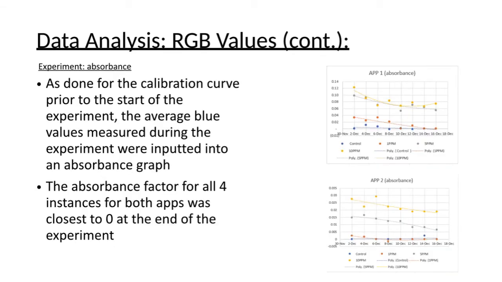And now we will talk about how we use this data to create a calibration curve during the experiment itself. As done for the calibration curve prior to the start of the experiment, the average blue values measured during the experiment were also inputted into the absorbance graph using the negative logarithms described earlier. The absorbance factor for all 4 instances for both apps was closest to 0 at the end of the experiment. This can be seen in the graphs to the right.